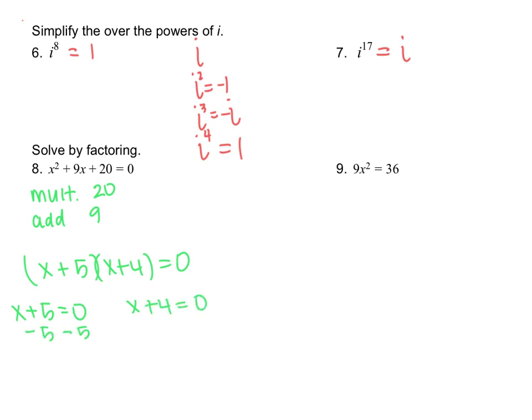So we subtract 5 and we get x equals negative 5. And we subtract 4 and we get x equals negative 4.